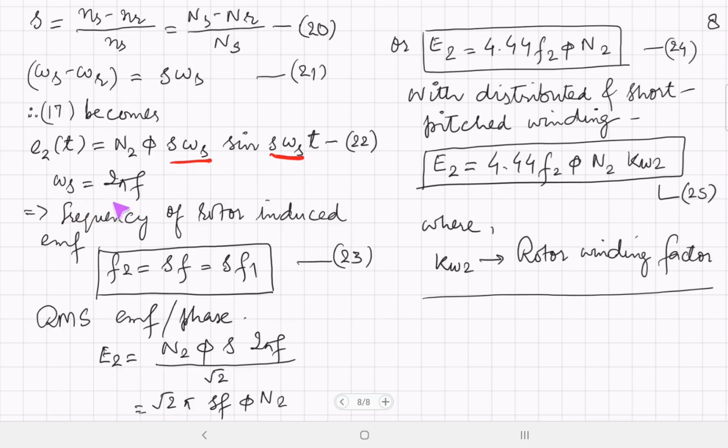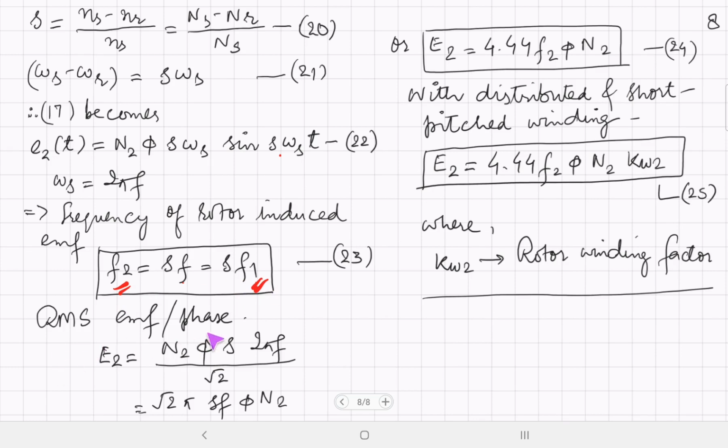Now, omega s is equal to 2 pi f. Therefore, if we put here 2 pi f, we can see that the multiple of 2 pi t is actually the frequency. Therefore, the frequency of the rotor induced EMF, which we denote by f2, will be equal to s into f, and f is the same as f1. Therefore, we can write F2 is equal to S times F1.